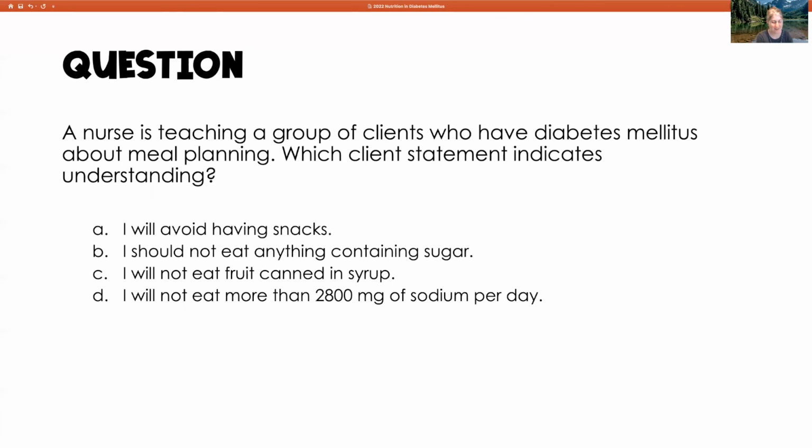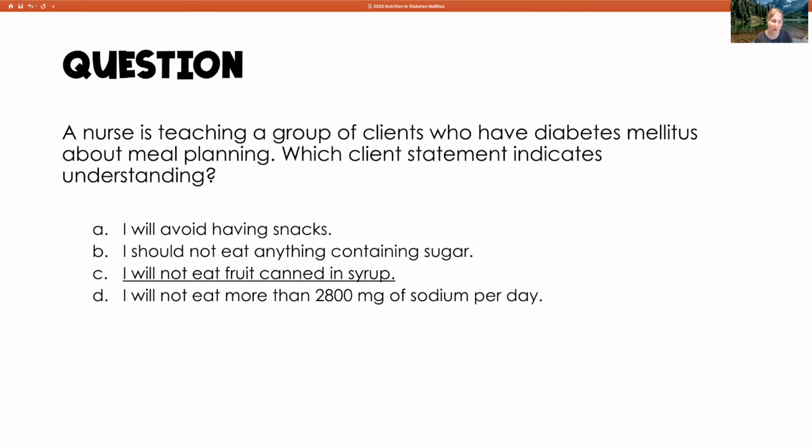Okay, best answer to this question is going to be, I will not eat canned fruit in syrup. So wrong answers, I will avoid having snacks. No, we said 3 meals a day and 2 to 3 snacks every day in order to maintain a normal blood glucose level. I should not eat anything containing sugar. Well, that's not true. All carbohydrates have sugar in them. That's why they're called carbohydrates.